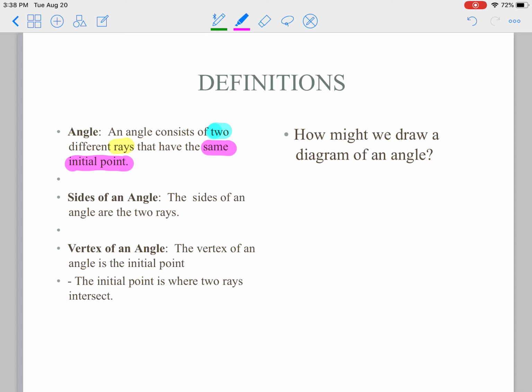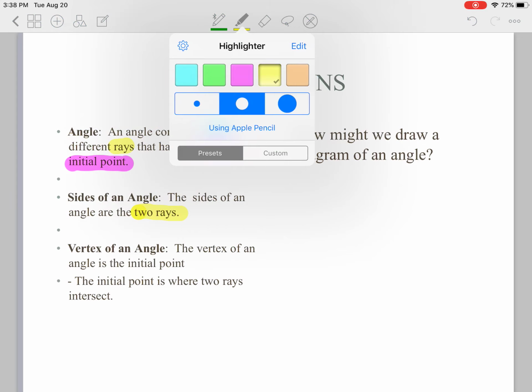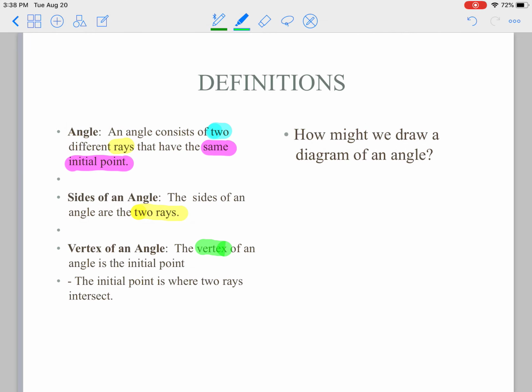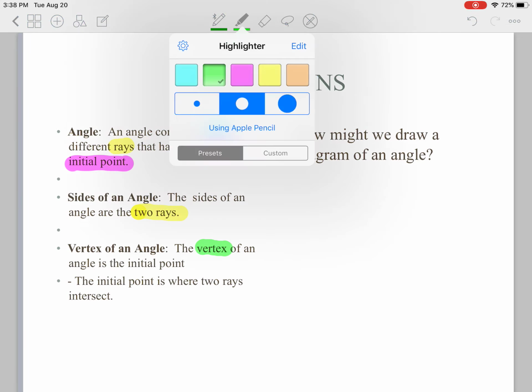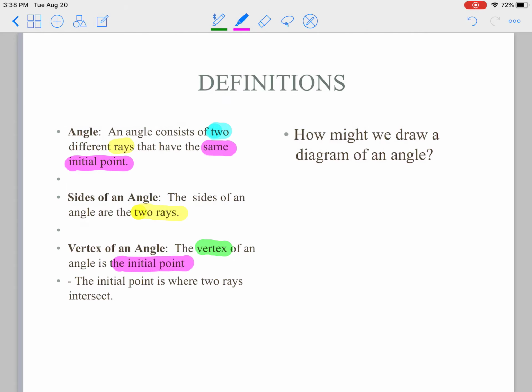Now we will go back and draw one, but let's finish some of these definitions first. The sides of an angle are the actual rays, the two rays that actually make the angle itself, that share that initial point. Those will be the sides. And then lastly, the vertex of the angle is the initial point, okay? And the initial point is where the two rays will intersect.